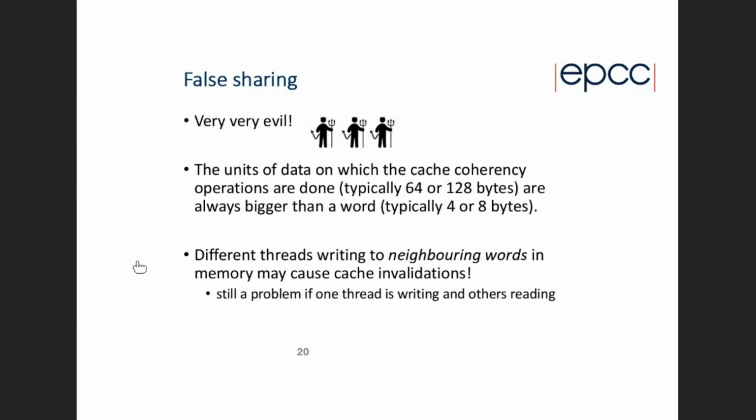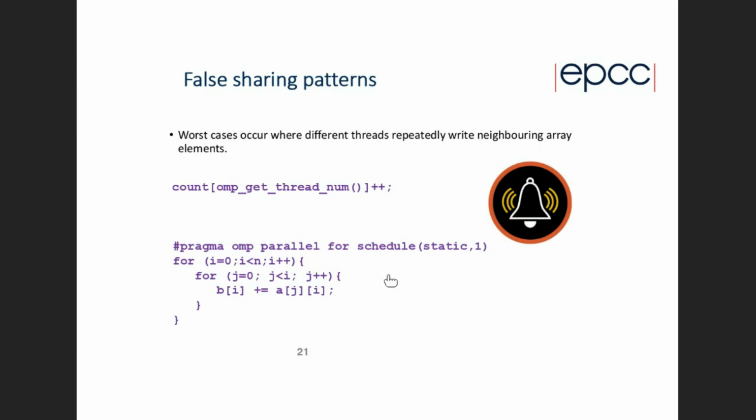What that means is that if you have a situation where different threads are writing to neighboring words in memory, that can cause communication. Even though the threads are not accessing the same words or the same data, and there's no actual communication implied by the program, nevertheless communication can still be happening underneath in the hardware. It's still a problem if one thread is writing and others are reading. So you have to be aware of patterns like this.